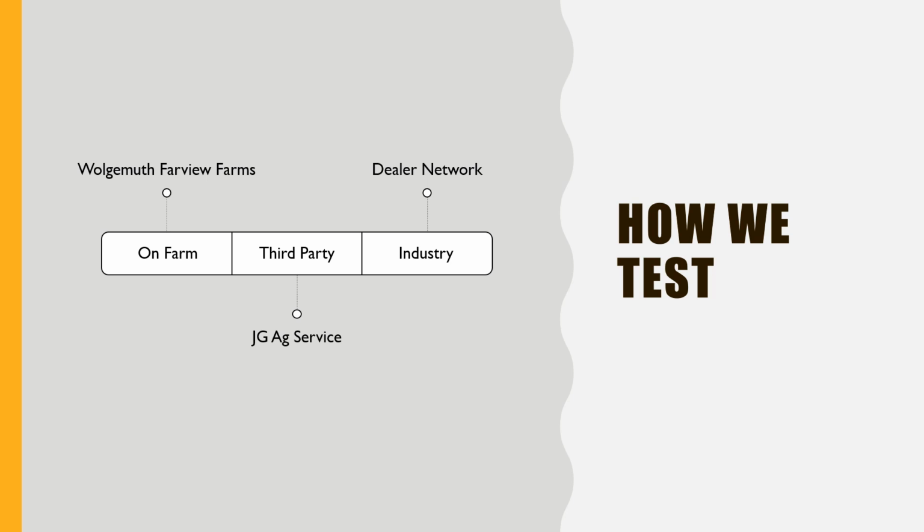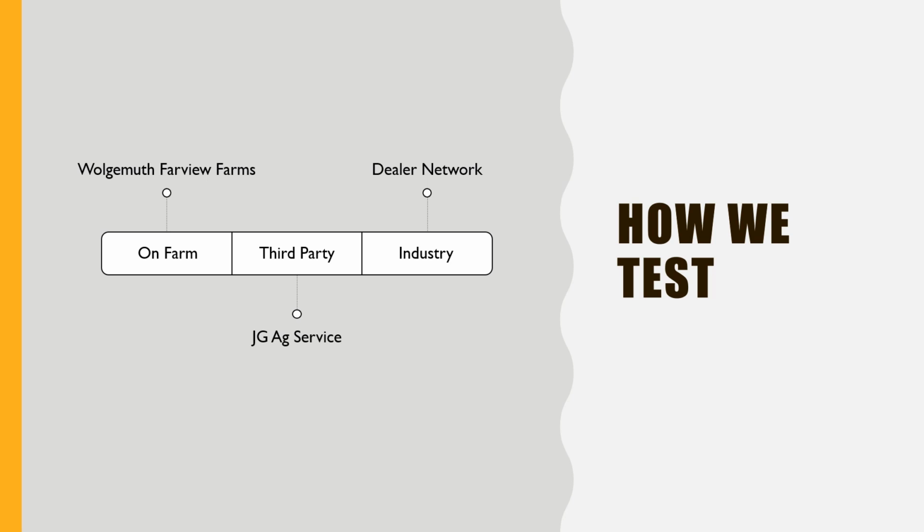I'd like to start this video out with explaining some of the testing methods we use to get some of the conclusions we come to. We use three main methods. Our first method is on-farm studies at Walgamuth Farview Farms. A lot of the split planter trials, sprayer trials, fungicide trials, depth trials, all that stuff we do on a large scale at Walgamuth Farview Farms.